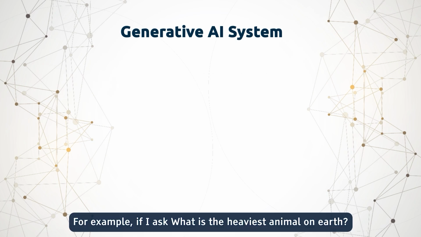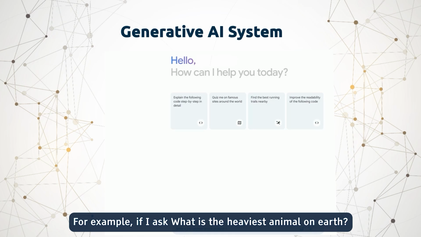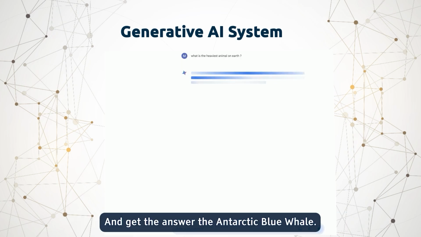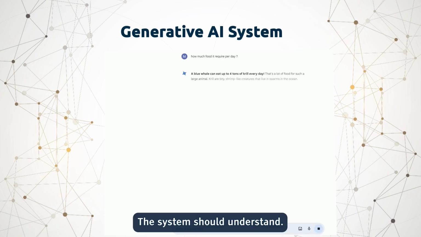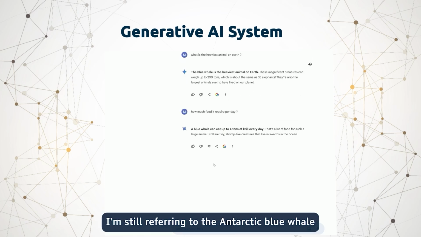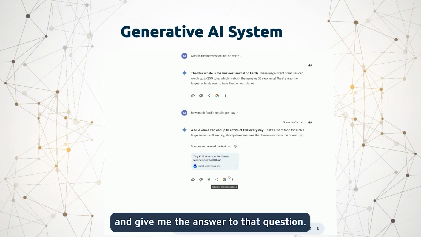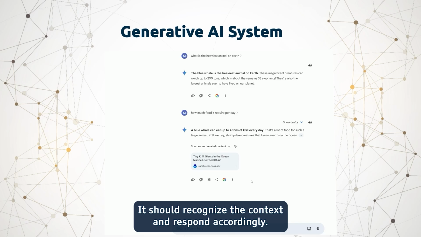For example, if I ask, "What is the heaviest animal on Earth?" and get the answer, "the Antarctic blue whale," I should then be able to ask, "How much food does it require per day?" The system should understand I'm still referring to the Antarctic blue whale and give me the answer to that question. It should recognize the context and respond accordingly.